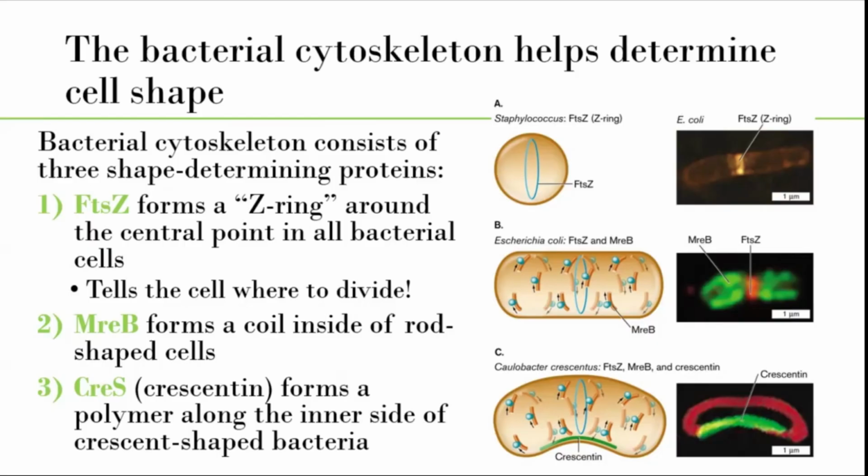Now, FtsZ is the important one because it tells the cell, this is where you're going to start dividing. The rest of them just help perform structural support duties, and MreB helps the complex form to make our peptidoglycan. So those are the three cytoskeletal proteins.